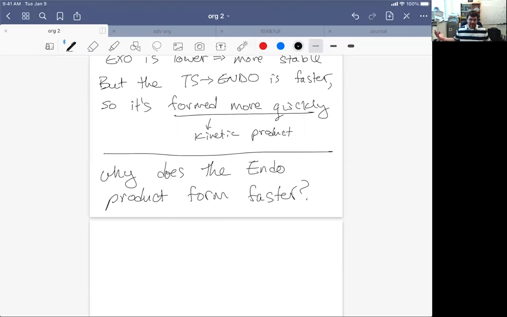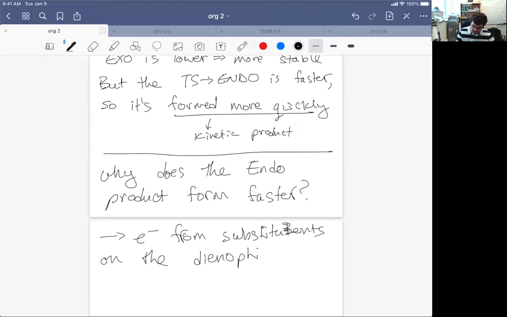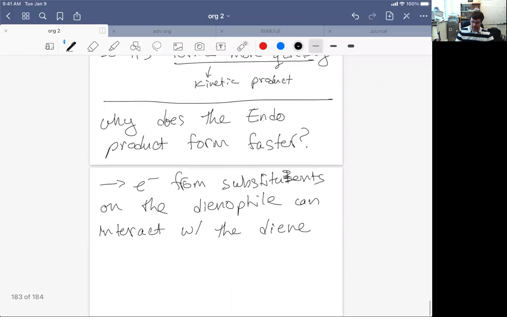Unfortunately, it's kind of vague a little bit. I'm sorry, but it turns out that the electrons from substituents on the dienophile can interact with the diene pi bonds to stabilize the transition state.